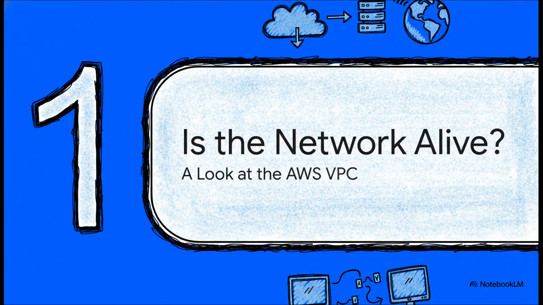So before we even think about a single server or a line of code, we have to ask the most basic question imaginable. Can anything talk to anything else? And for that, we've got to start at the foundation, the network layer. In our case, let's look at the AWS Virtual Private Cloud, the VPC.